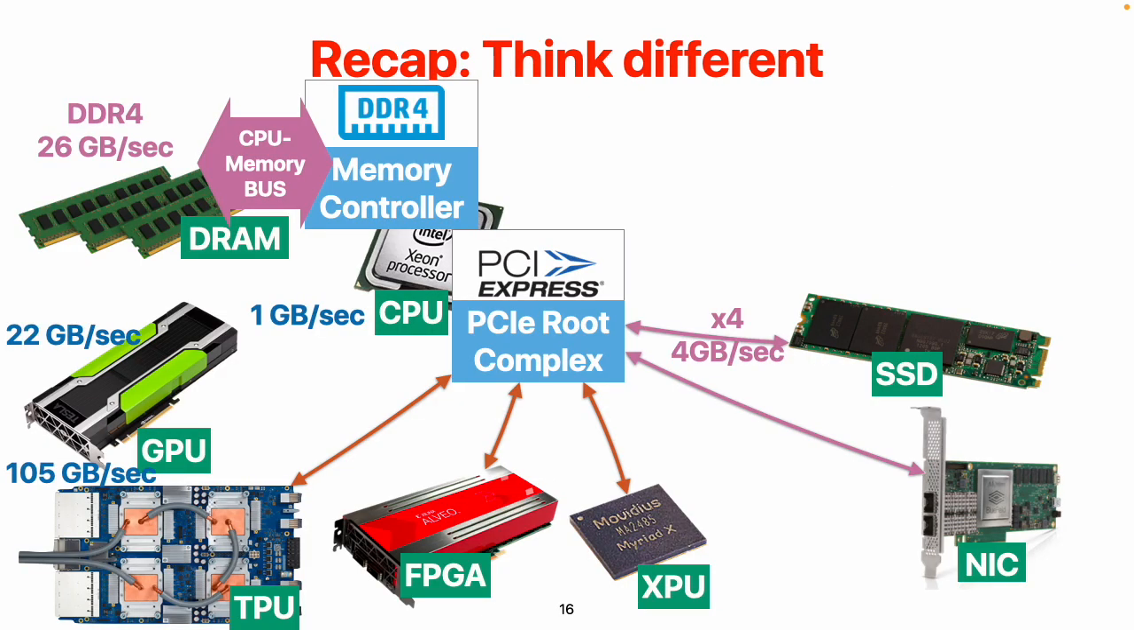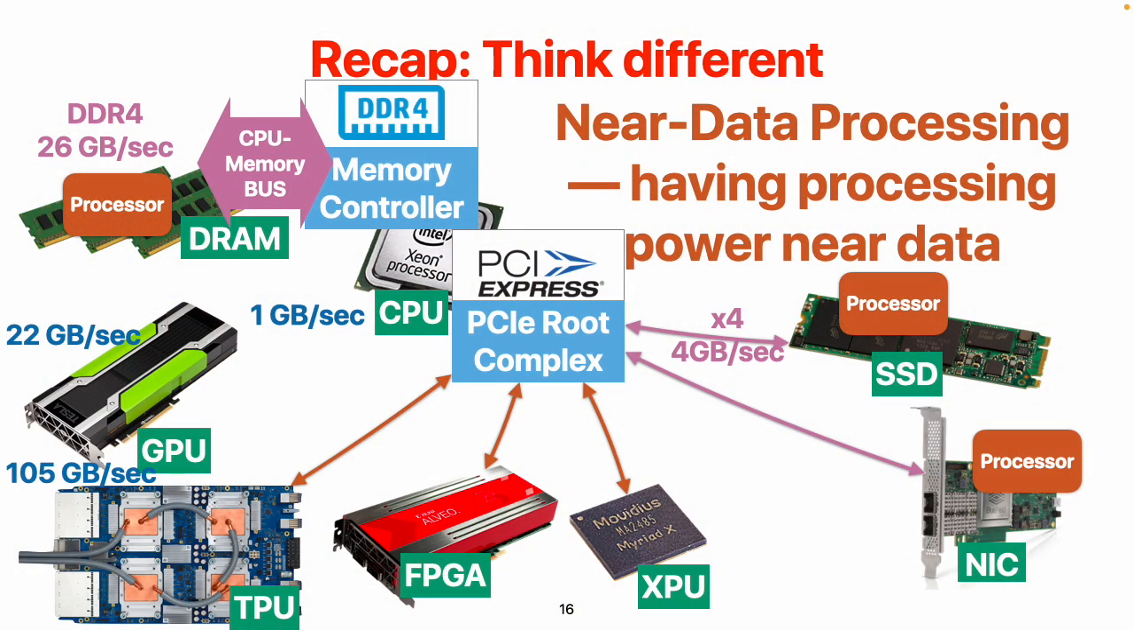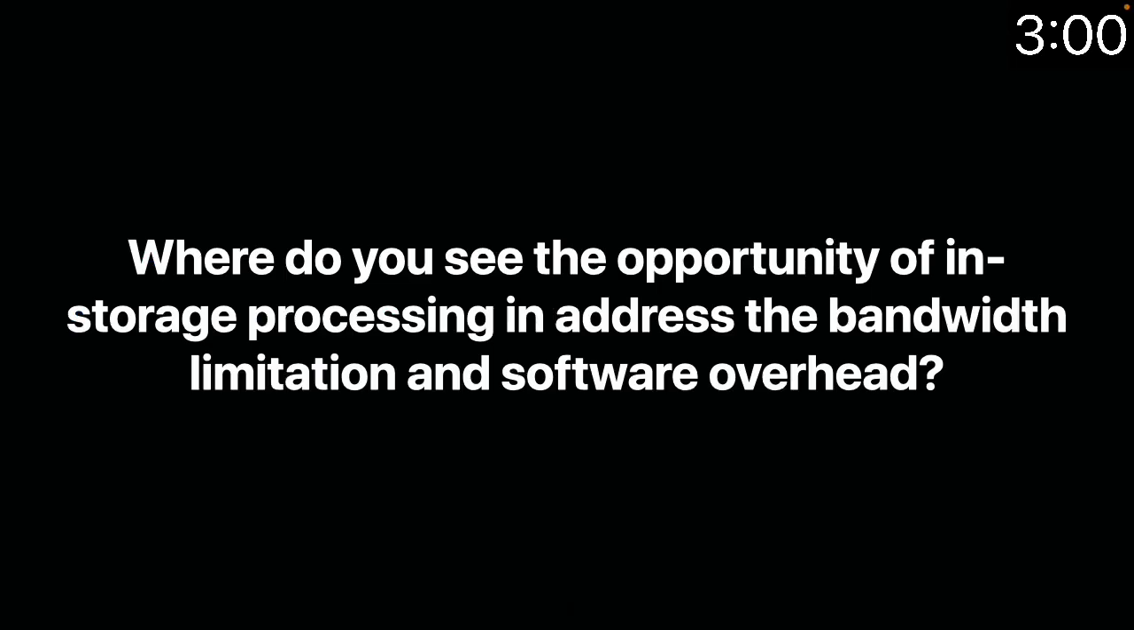So again, that's why we need near data processing, right? Near data processing is, again, bypassing the operating system. But instead of sending stuff out like GPU Direct, the computation is done locally. So there is no limitation from the external bandwidth. But again, before you go do this, where do you see the opportunity for in-storage processing?